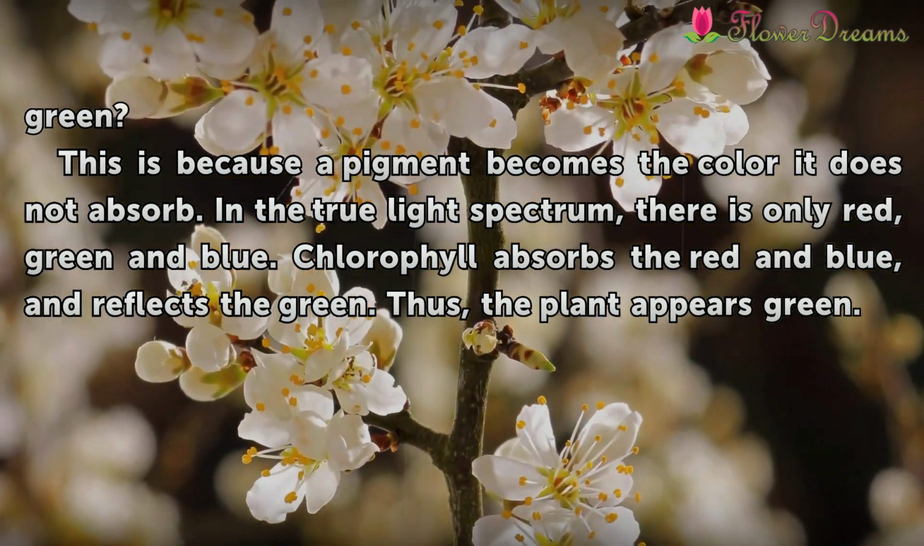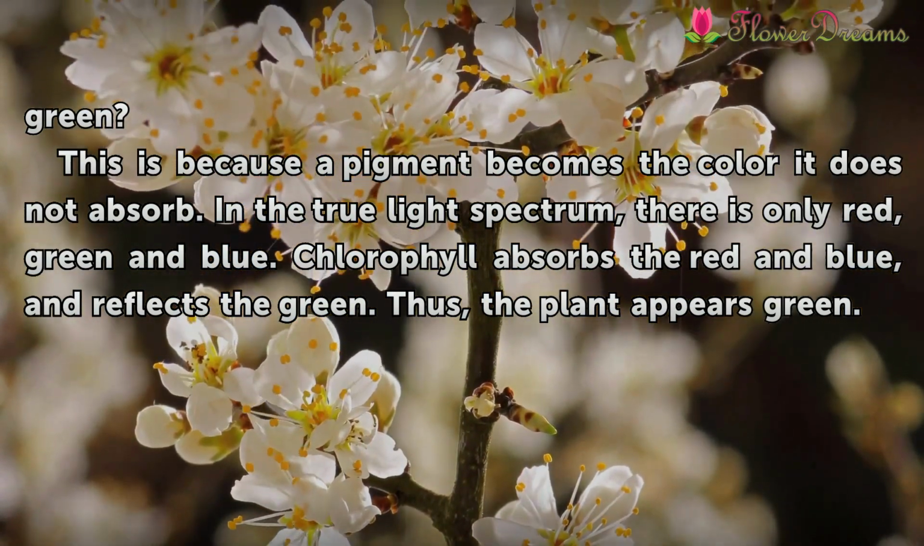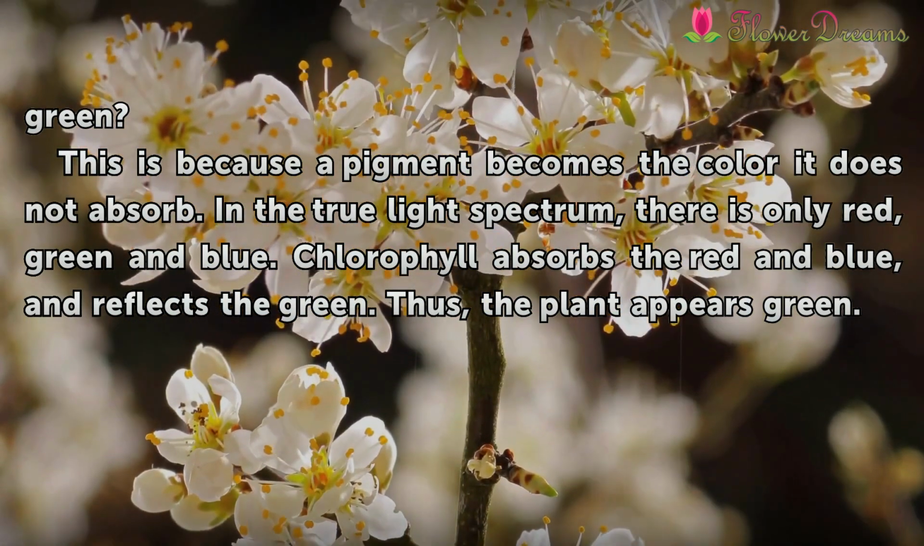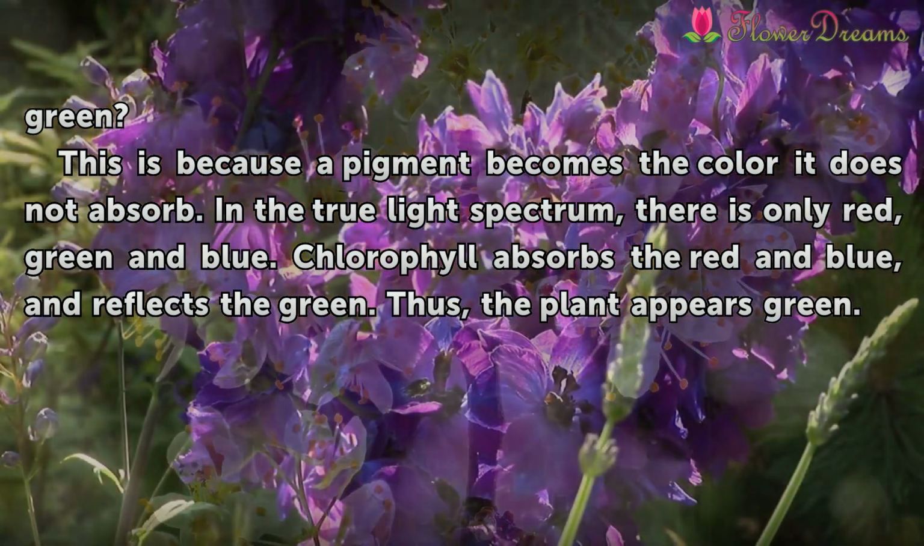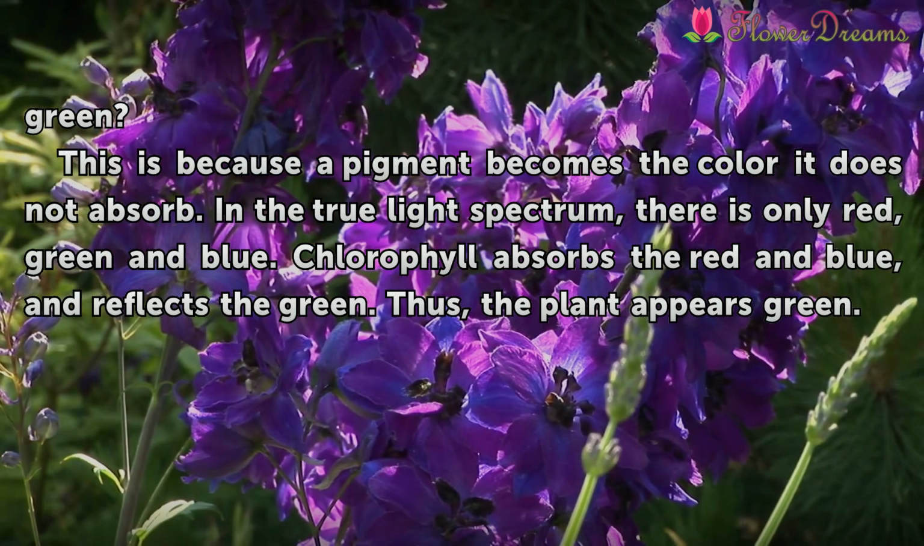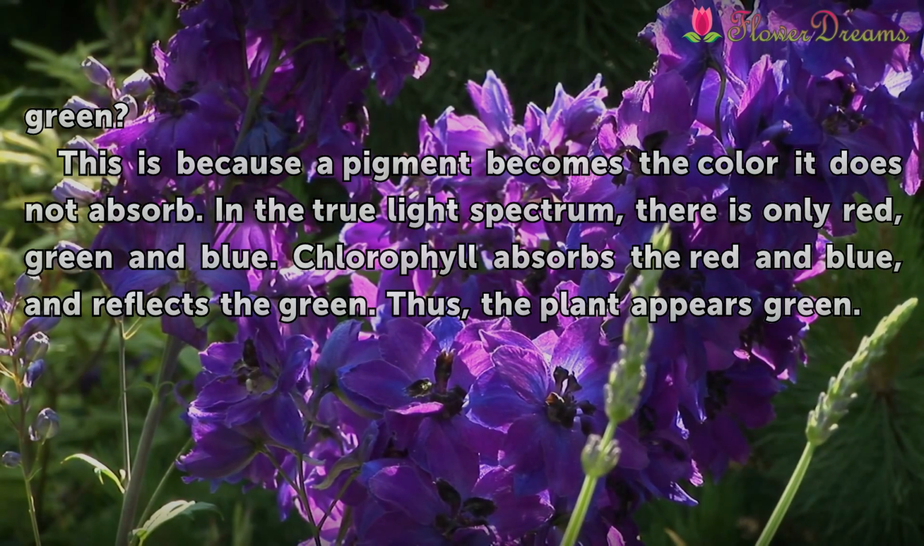This is because a pigment becomes the color it does not absorb. In the true light spectrum, there is only red, green and blue. Chlorophyll absorbs the red and blue, and reflects the green. Thus, the plant appears green.